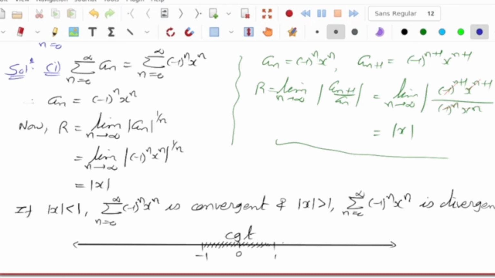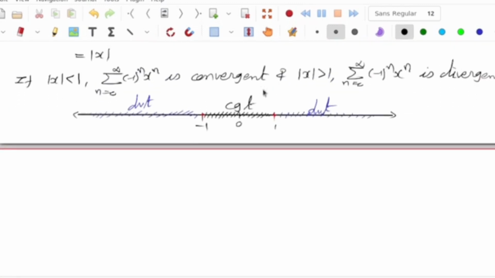This is the value of x in this portion where the series is divergent. So here the series is divergent, here also the series is divergent. Now only 2 points remain, that is 1 and minus 1. So how do we work with 1 and minus 1? Separately we substitute the values of x, 1 and minus 1.